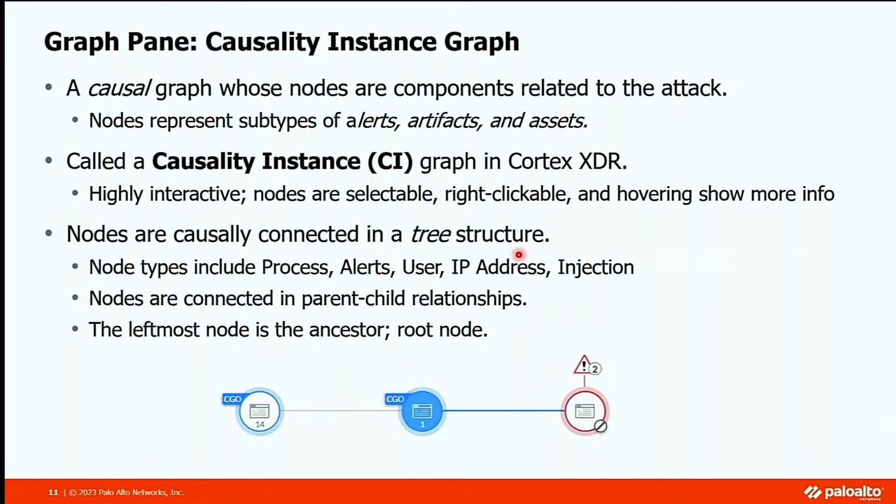So the nodes are causally connected in a tree structure. There are different, again, node types. We're seeing here just process nodes and an alert node. But we also have user nodes, IP address nodes, and we show you an icon to represent whether code injection, and there's also an icon to show you whether an RPC call has been used for a process. So special icons. And parent-child relationships with the leftmost node is the ancestor. This is the parent of this process, which is the parent of this process.